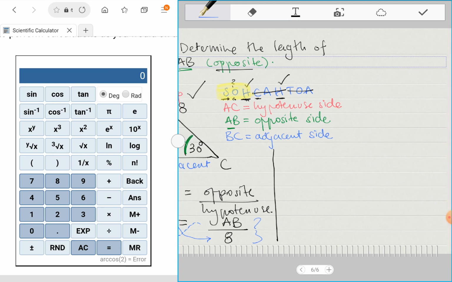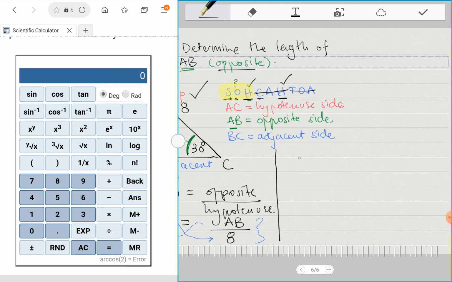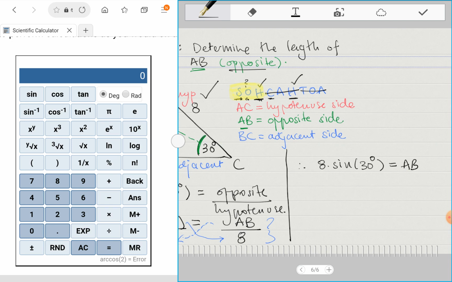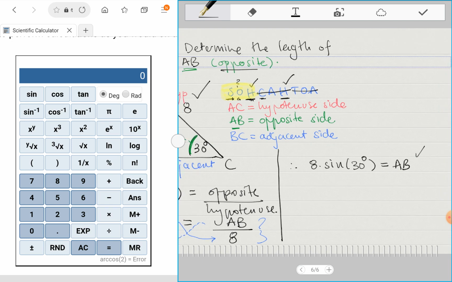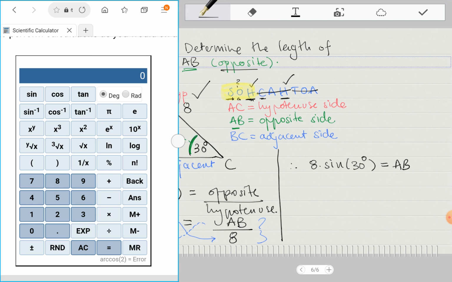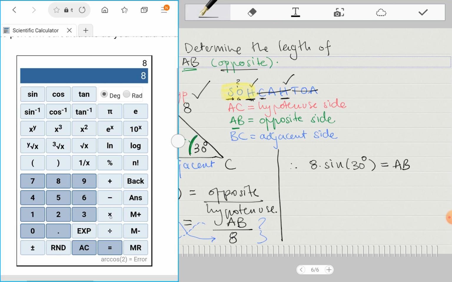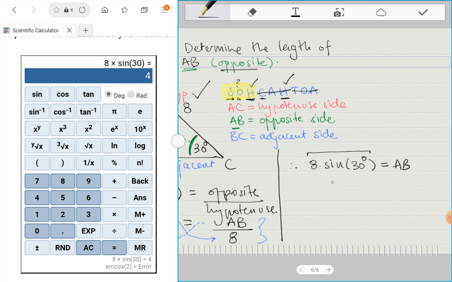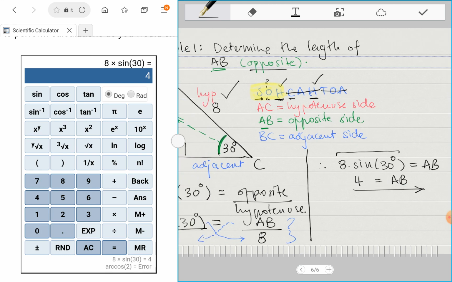So 8 times sine of 30 degrees would be equal to AB times 1, which is just AB. Now we see that the side AB that we need is equal to 8 times sine of 30. I'm working in degrees here, so I've got my calculator set on degrees. I'm going to punch that in: 8 times sine of 30 degrees equals, and it gives me 4. So this side of the equation is equal to 4. It's that simple. We see that AB is equal to 4 units. That's quite simple.